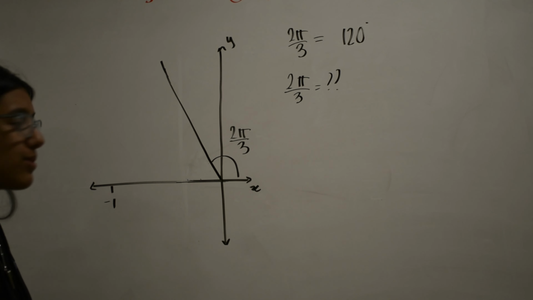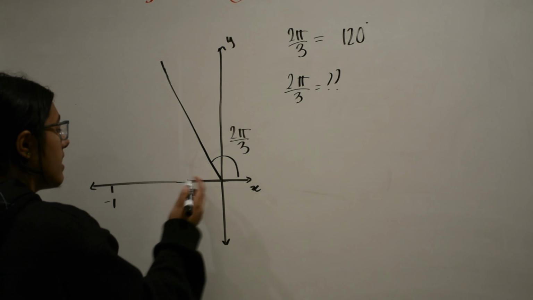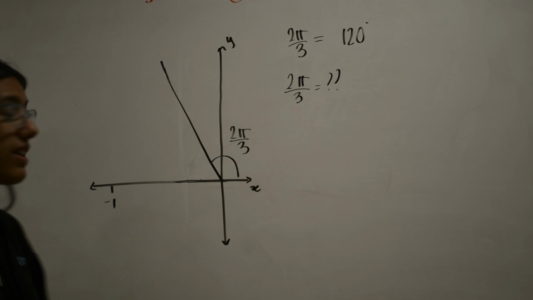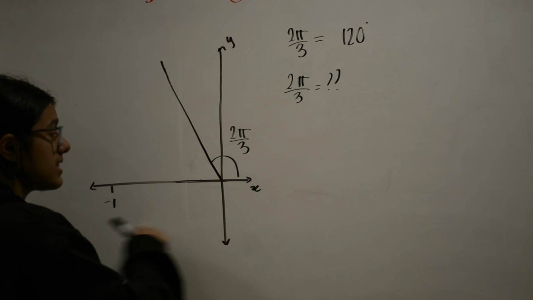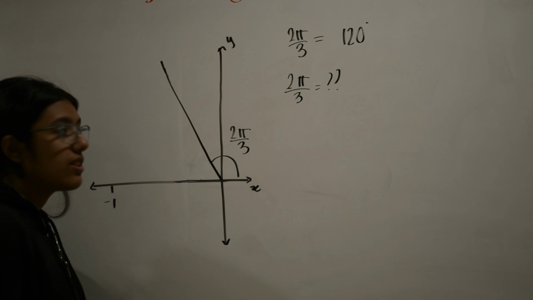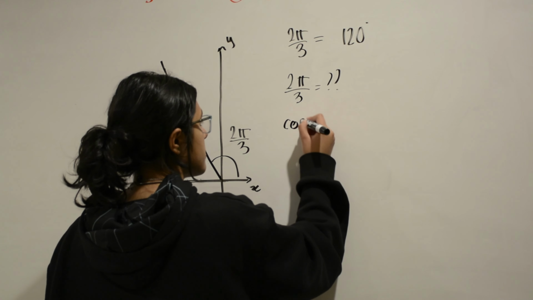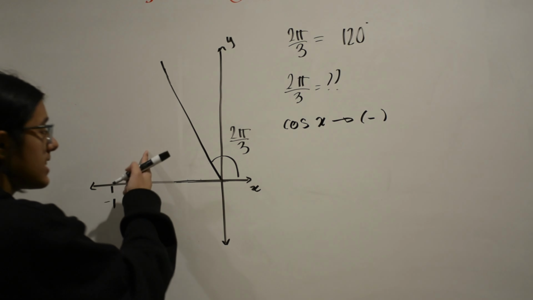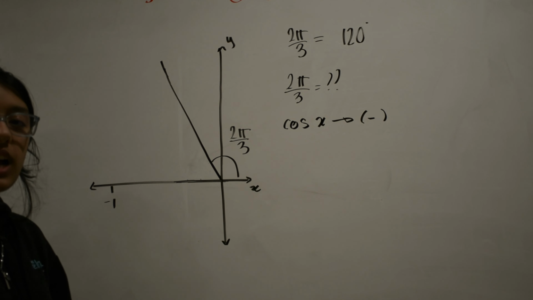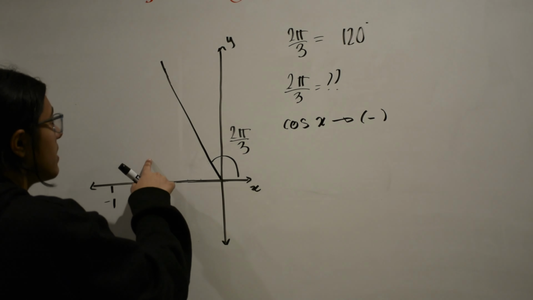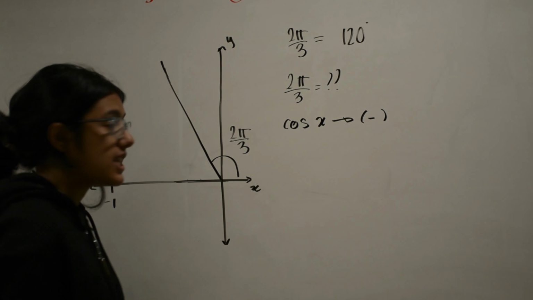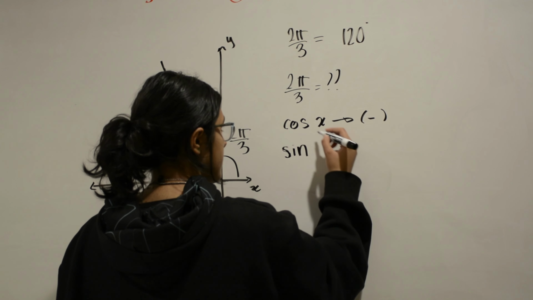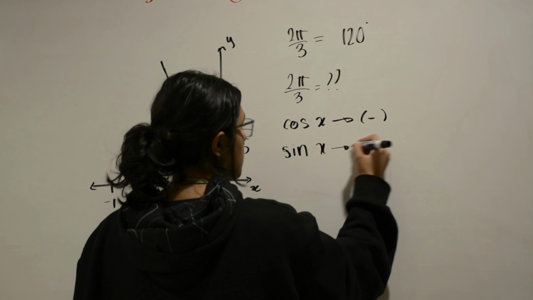How do we solve this? Well, we know that essentially it's in the second quadrant, right? So cos is going to be negative. That's because the x value in the second quadrant is negative. So we know that cos is going to be negative. What does that say about sine? Well, we know sine is the y value, and the y value in the second quadrant is positive. So we're going to say that sine x is positive.